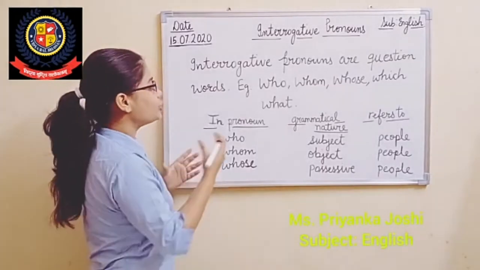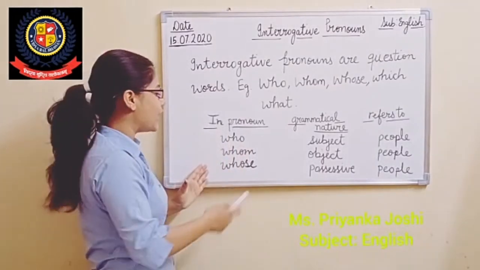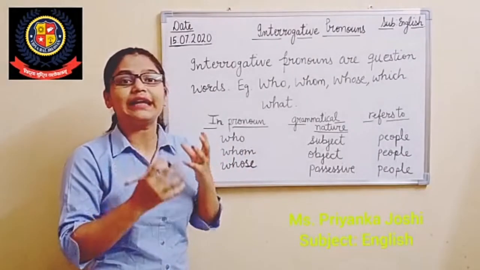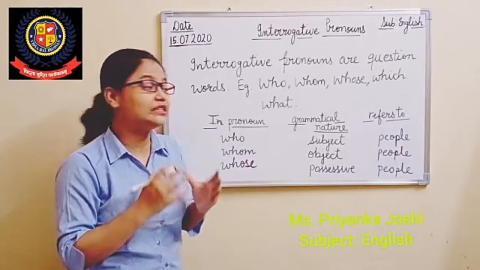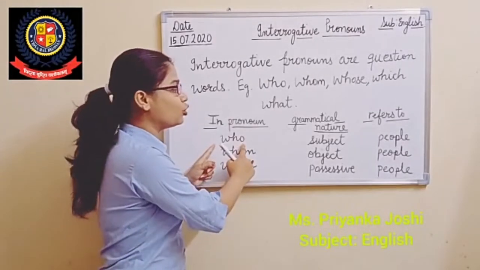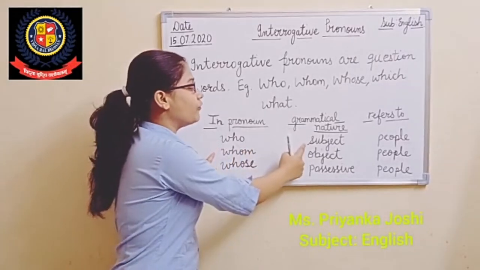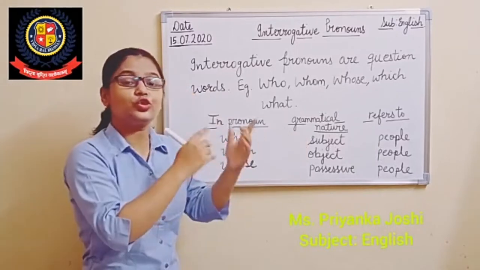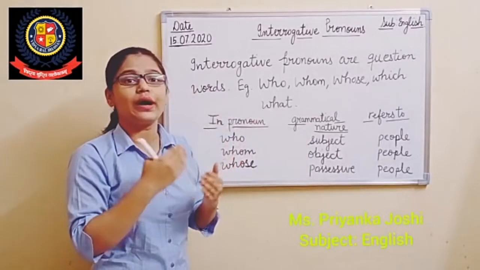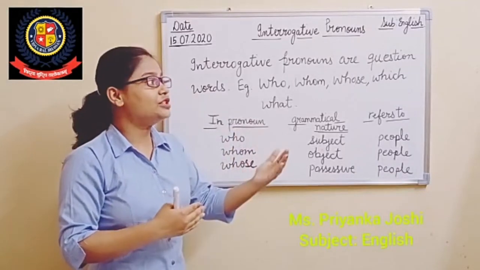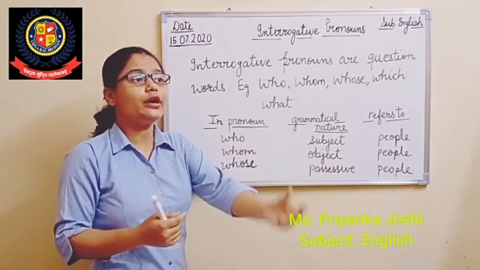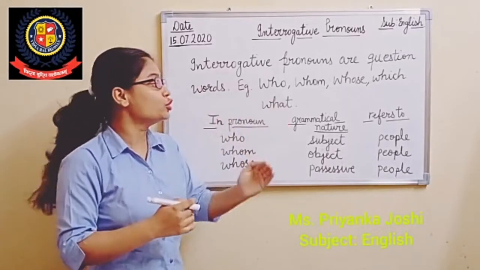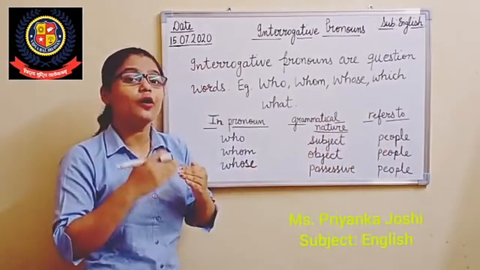Now, these pronouns are who, whom, whose. But they have different grammatical natures, right? If I talk about who, who is used here as a subject and it refers to people. Earlier I also told you that if I say, the painter who draws very well, here I am using who as a relative pronoun, but who is used for people.